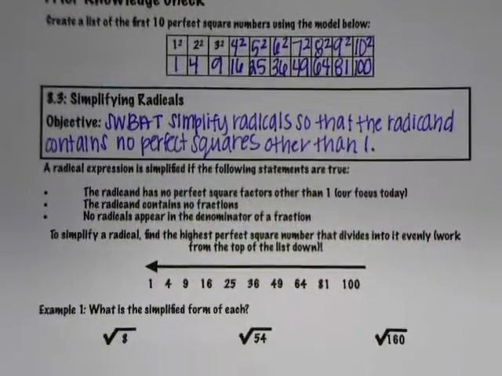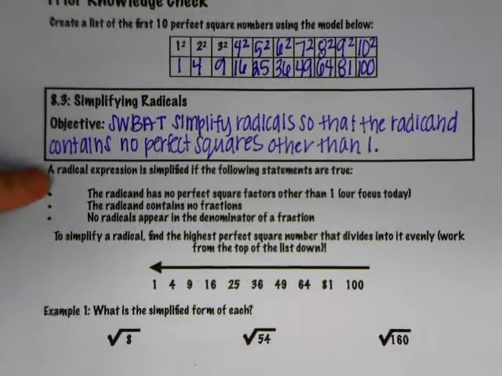So the first one, the radicand has no perfect square factors other than 1, which is what we're doing today. The radicand contains no fractions. We'll do that another day. No radicals appear in the denominator of a fraction. That's another day. Okay, so we're just going to only focus on this first one.